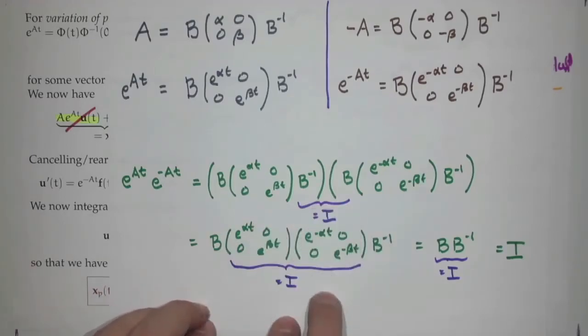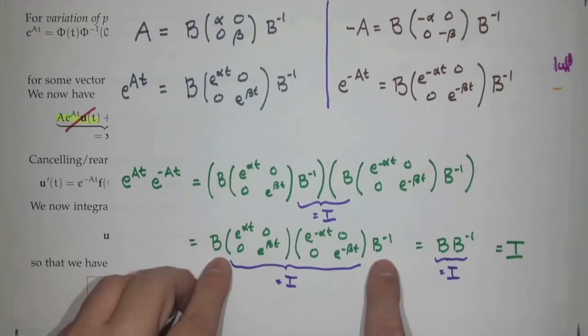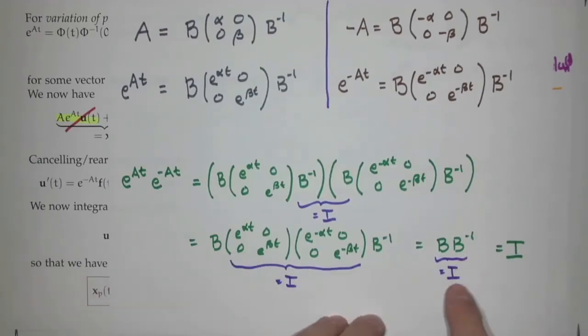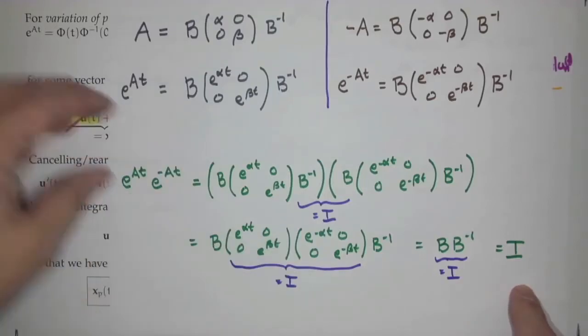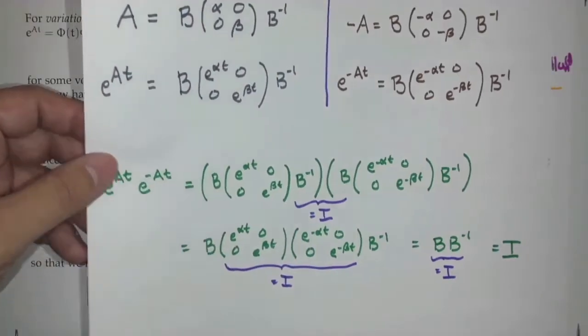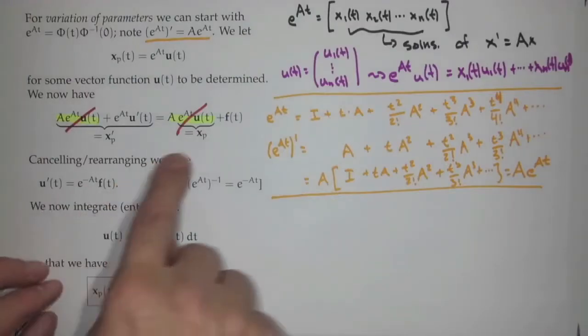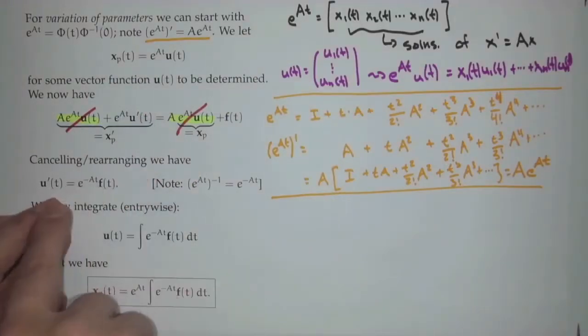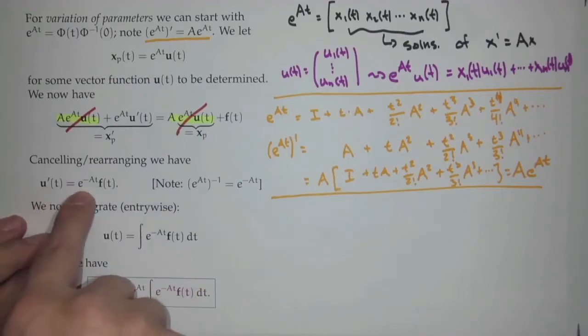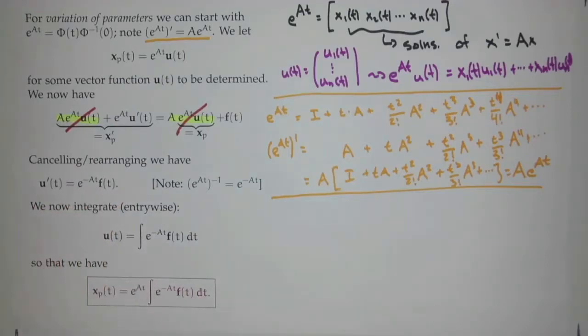So again, we pull it out. Now we're just down to these two pieces, B inverse, but that's the identity, and therefore, aha, it works. Wow, cool. Okay, so we've moved the e to the At across, so we get u prime equals e to the minus At, f of t. And now we're in our home stretch. We have our derivative, so we integrate.